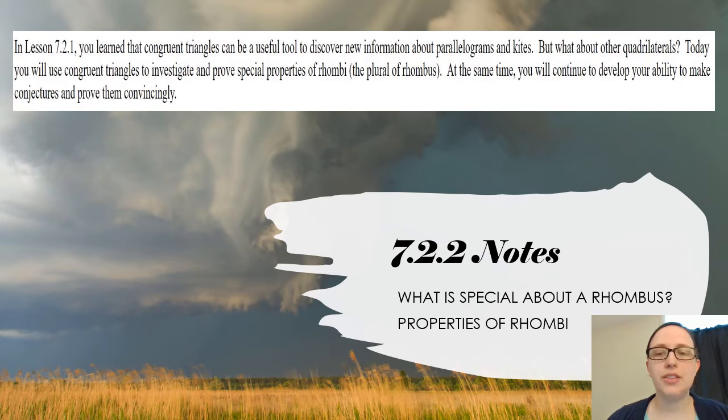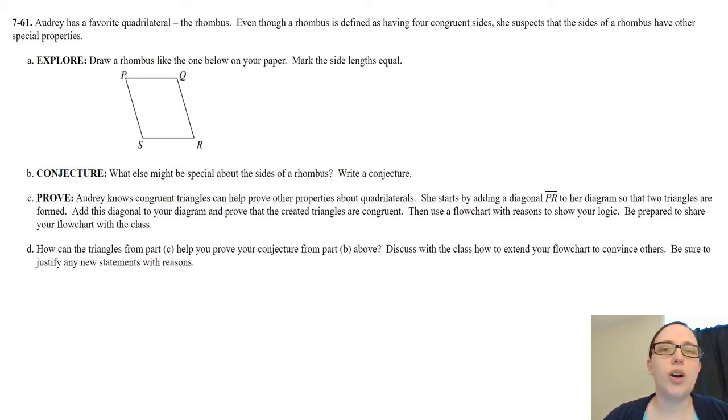All right, this is lesson 722, the second lesson in chapter 7. We are going to explore the properties of a rhombus. In last lesson, we learned about parallelograms and kites. A rhombus is another form of a parallelogram, but in this shape, it has 4 congruent sides. So that is what it is defined as. A rhombus is a quadrilateral with 4 equal sides.